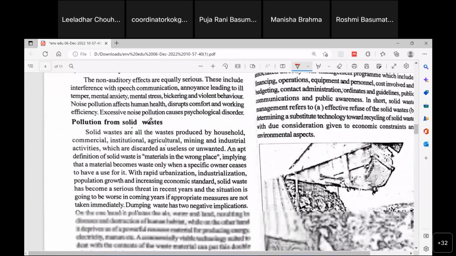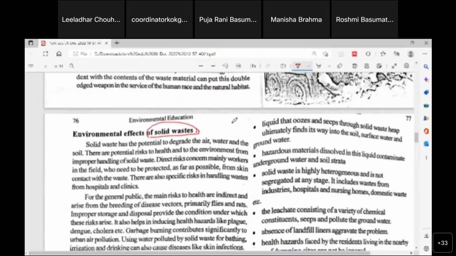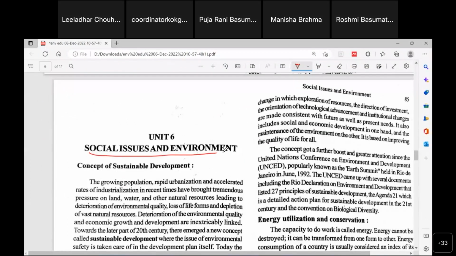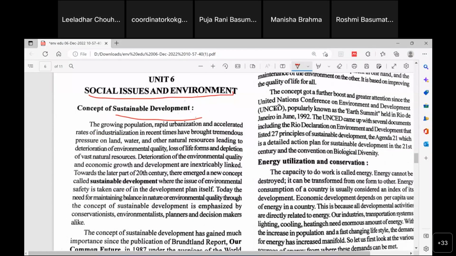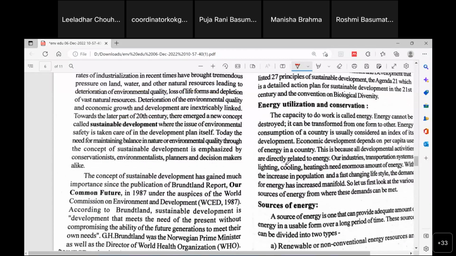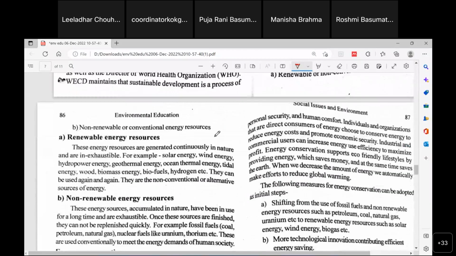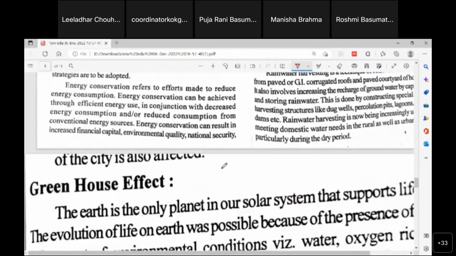Then after noise pollution, some solid waste related aspects, how solid waste is disturbing our environment, we will take. Next, there is another unit, social issues and environment. In that category, we'll discuss the concept of sustainable development and energy utilization, conservation, sources of energy. Renewable energy sources, non-renewable energy sources, energy conservation. These things we will do.